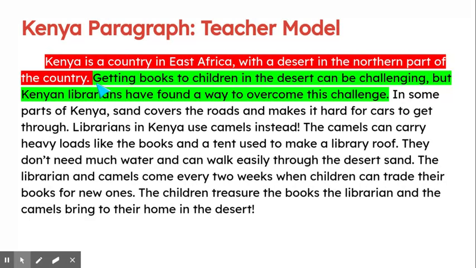My second sentence is highlighted in green. This is called the focus statement. Getting books to children in the desert can be challenging, but Kenyan librarians have found a way to overcome this challenge. This is probably the most important sentence in my paragraph. It focuses, that's why it's called the focus statement, the rest of the paragraph. My first sentence introduces my topic.